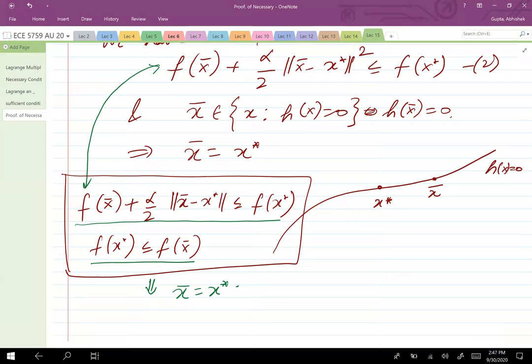You were not audible. Can you speak closer to the mic? Are we assuming that h of x is convex? No, we are not using any convexity assumption here. So h of x is some arbitrary function. So why couldn't there be two local minimums? Right, it can have two local minimums, but remember that this alpha over 2 term has been added. Sorry, there has to be a square here. So alpha over 2 norm of x minus x star square makes it strongly convex in this region.